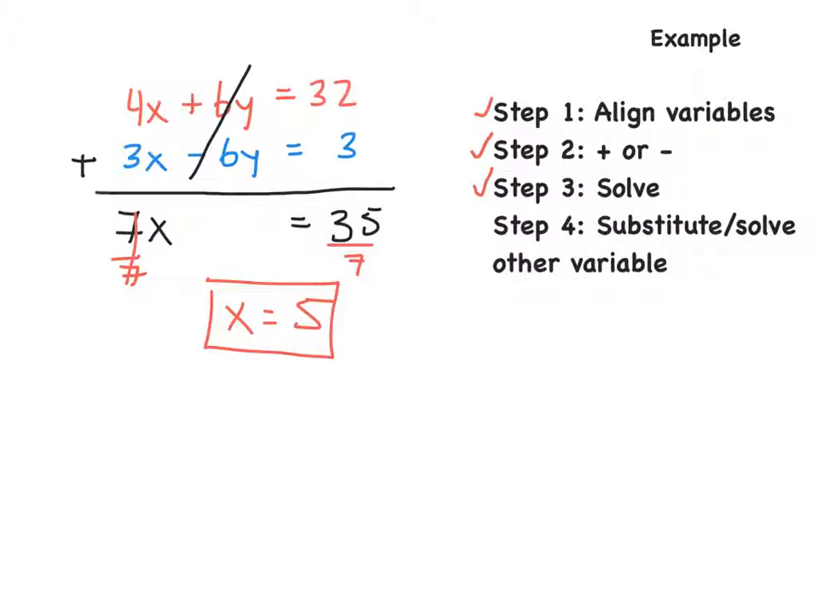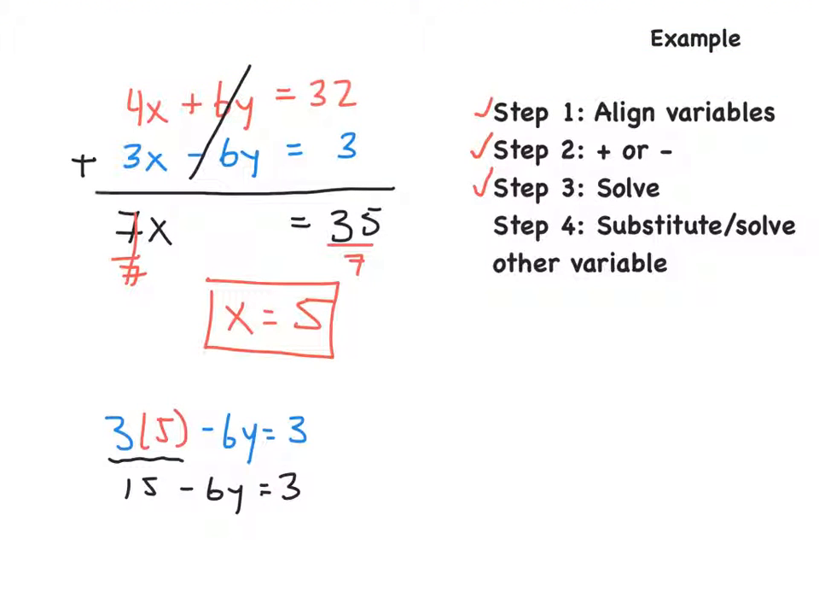We're going to take this x is equal to 5, and we're going to plug it into one of these 2 equations. So I'll just pick, I don't know, I'll just pick this equation. So if we have 3 times 5 minus 6y is equal to 3. Solve this through, it'd be 15 minus 6y is equal to 3.